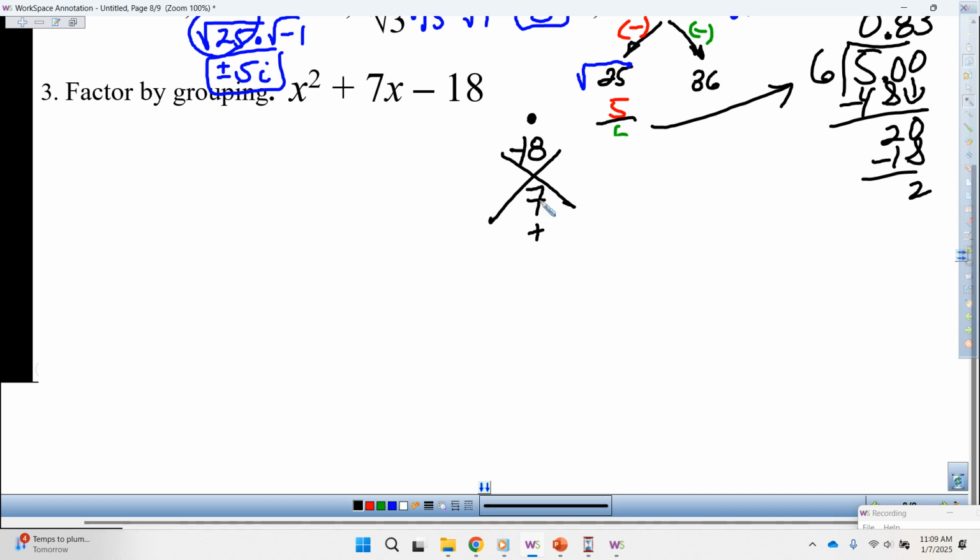Looks like Mariah's got it. Very good, Mariah. I see you. But let's go with, how about Mario? What two numbers multiply give me negative 18? When you add them, give us positive 7.